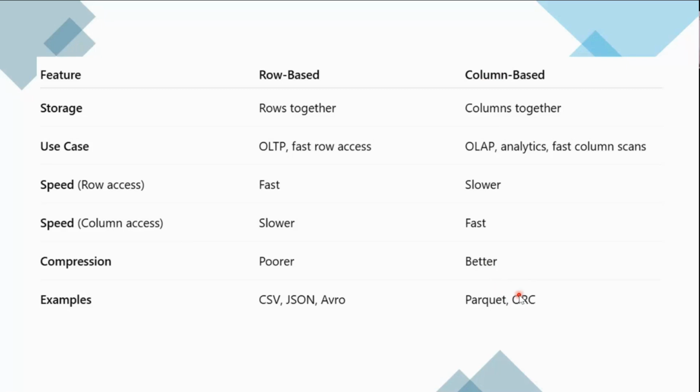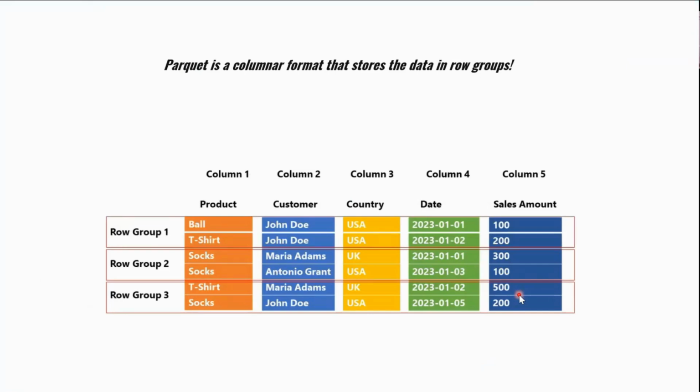Row-based and column-based are the two main categories. So Parquet is a column-based file format only, but with some additional features of even grouping it based on the row groups. I hope that was your question, correct? Yes.